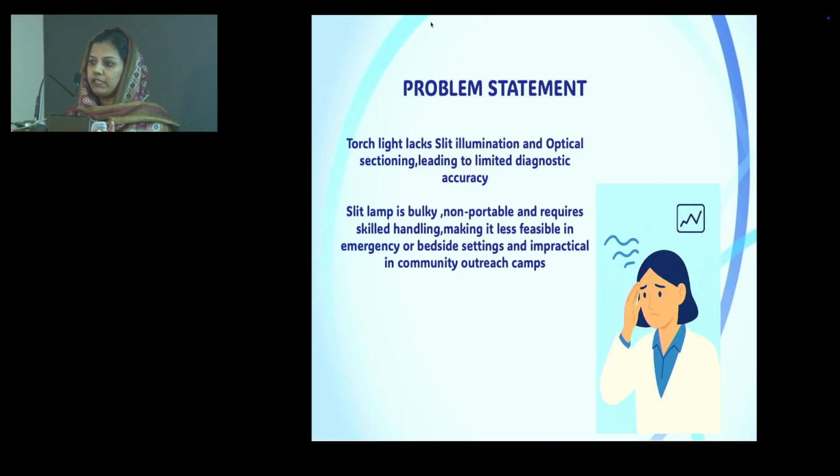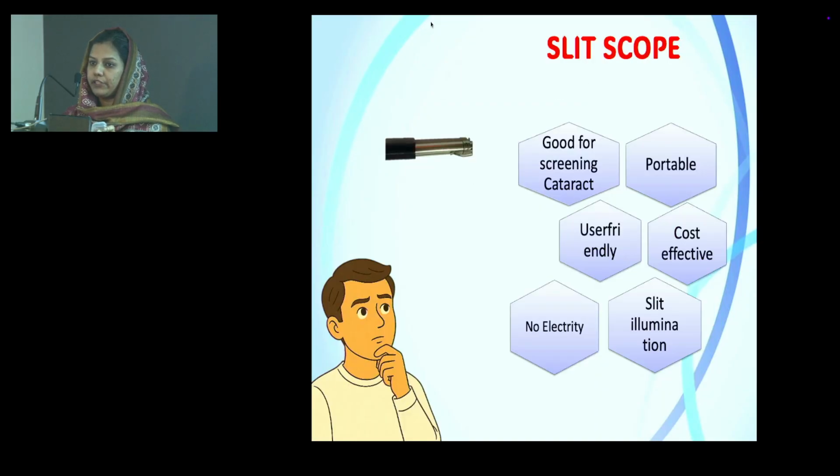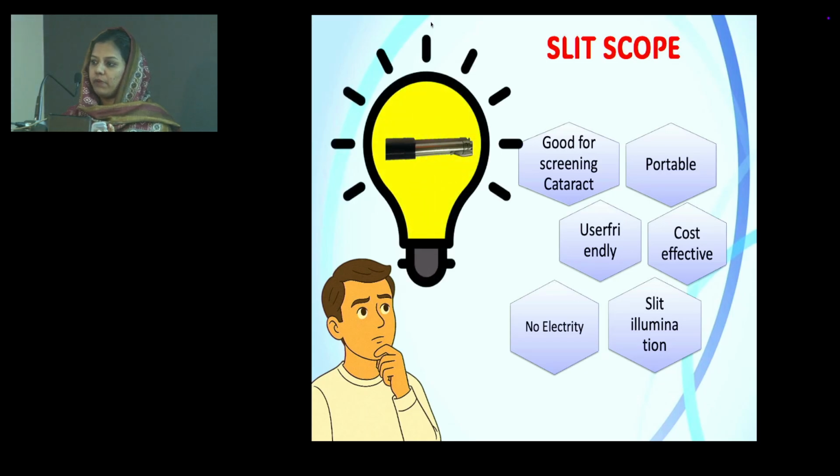Here the problem is that torchlight lacks strict illumination and optical sectioning, leading to limited diagnostic accuracy. On the other hand, the slit lamp is bulky, non-portable, and requires skilled handling, making it less feasible in emergency or bedside settings and impractical in community outreach care. To address this problem, we have introduced a new device called Slitscope, which combines the advantages of both modalities and minimizes the drawbacks. It is a portable, user-friendly, compact, and cost-effective device which replicates the slit lamp-based cataract grading.